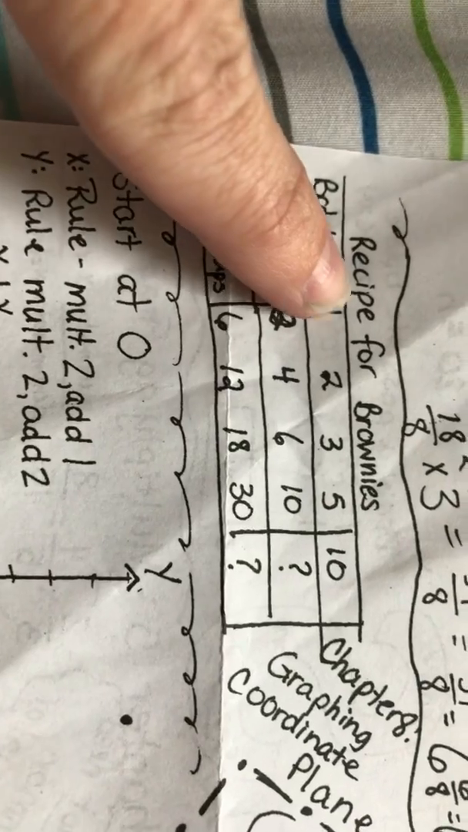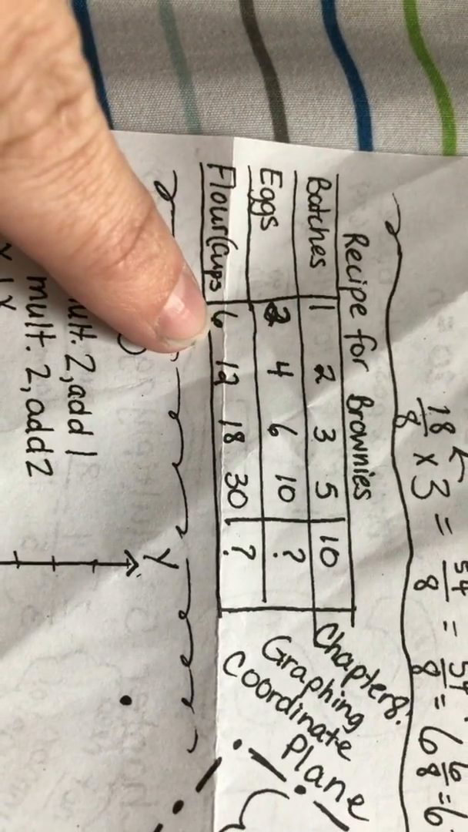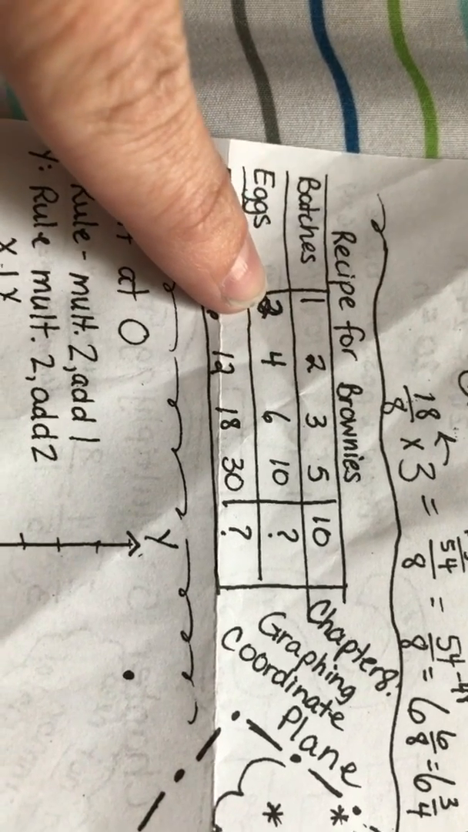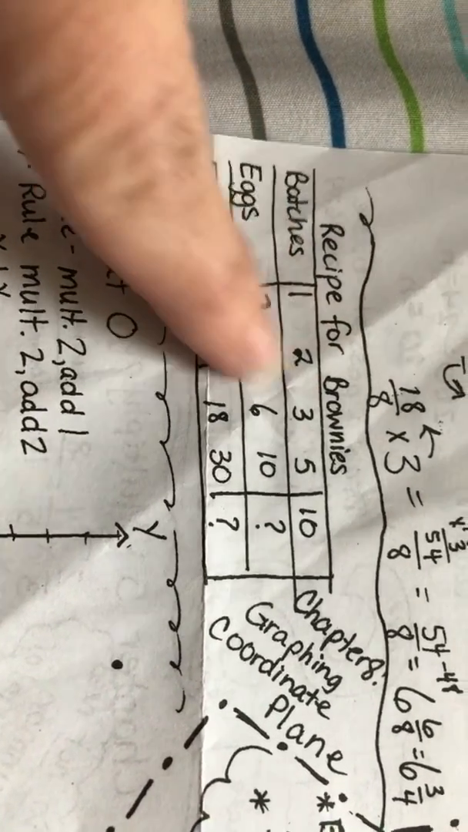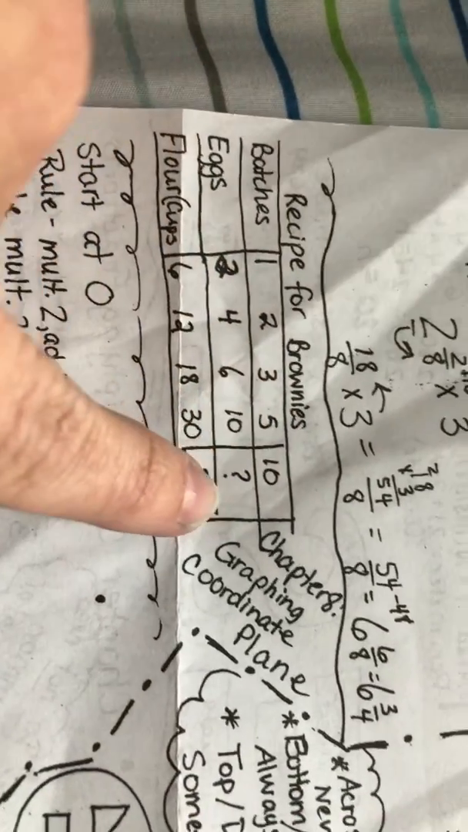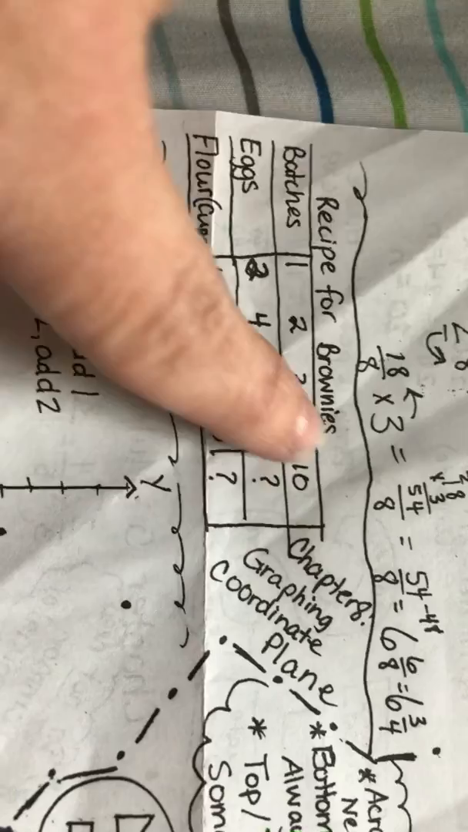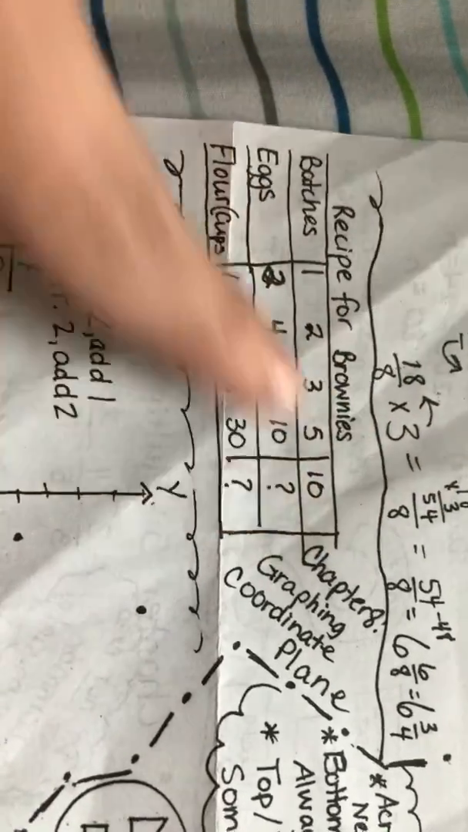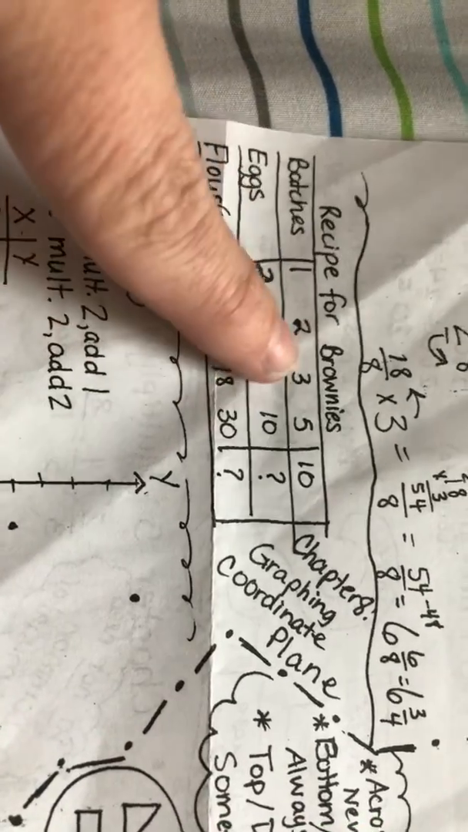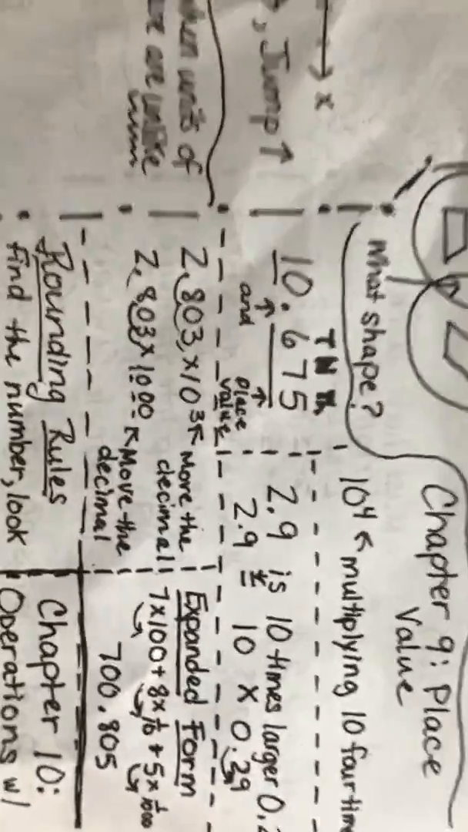For every 1 batch, I need 2 eggs and 6 cups of flour. So 1 times 2 is 2. Times 2 is 4. Times 2 is 6 times 2. So this rule is times 2, which means this missing number here, 10 times 2 is 20. Same thing here. There's a rule. What is the rule? What did I do to go from 4 to 12, from 6 to 18, from 10? The rule was times 3. Boom. Done. Okay, then let's move into Unit 9.